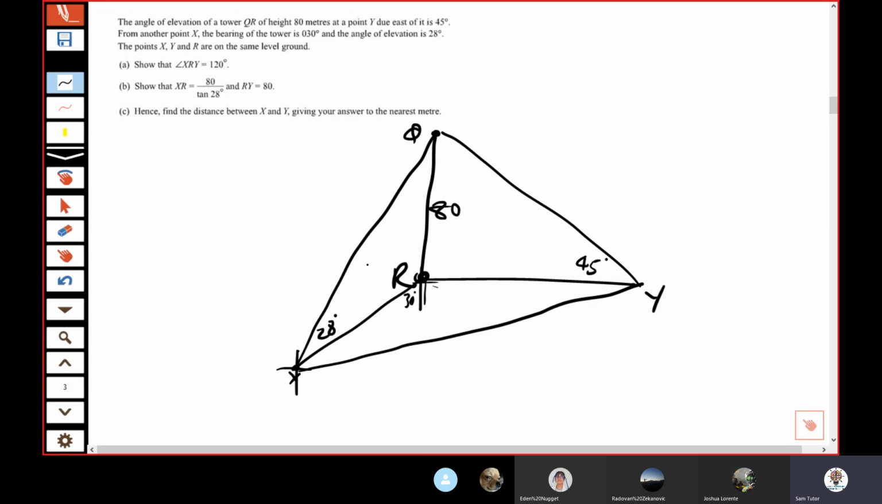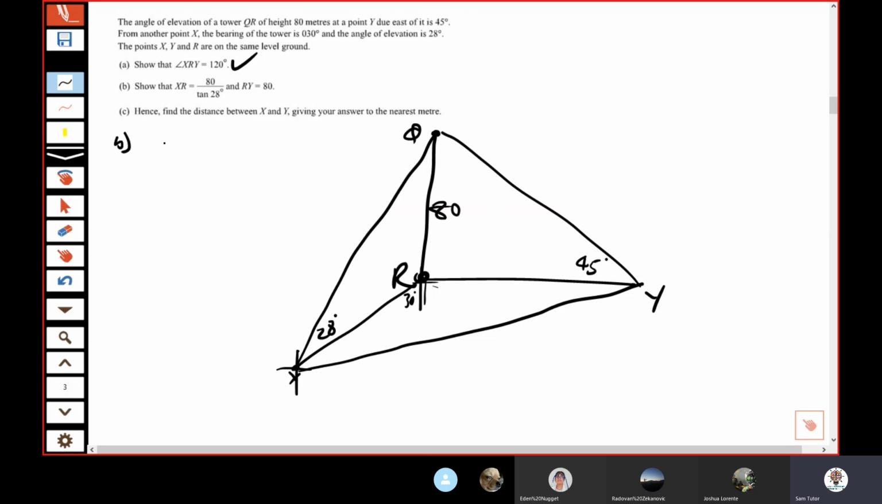Show that XRY is 120. Well, I think we already know that. 30 plus 90 is 120. Everyone's okay with that one? Anyone not okay with part A? Next: show that XR is equal to 80 on tan 28.